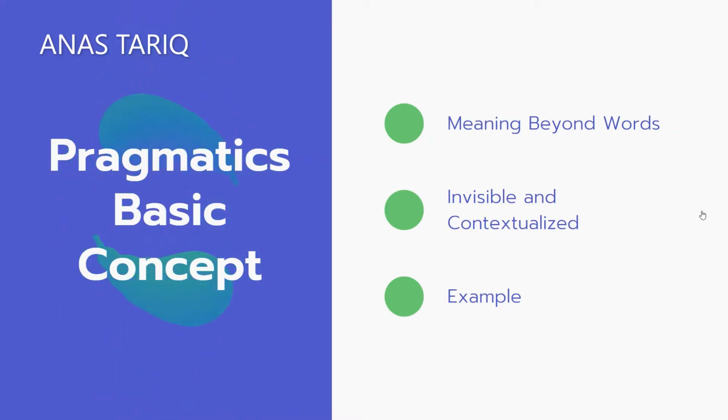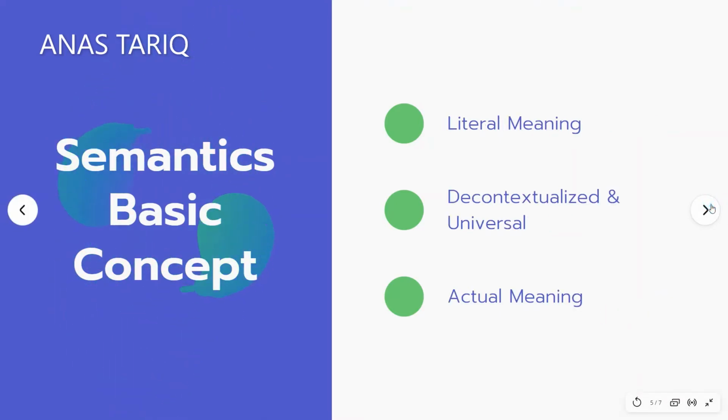Semantics is concerned with only exact and literal meaning. It is decontextualized, visible and universal. It is the literal, actual and denotative study of meaning. Semantics is just the meaning imparted by grammar and vocabulary.